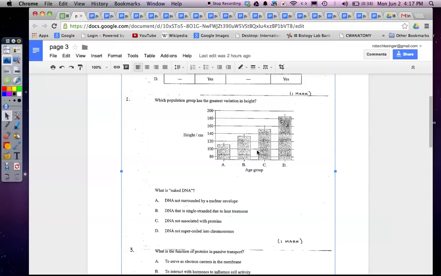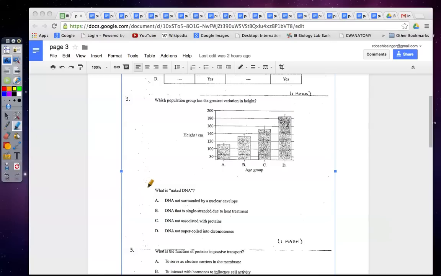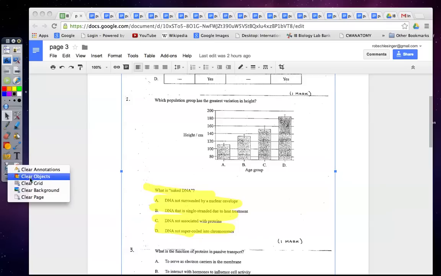All right, so moving on, let's talk multiple choice. The first issue that we encountered was with a question that wasn't even a question. This question right here did not have a number. This was a sneaky number 3. The question is, what is naked DNA? The vast majority of you guys wrote that it's DNA not surrounded by a nuclear envelope. Unfortunately, that's not the case. The correct answer was actually C, DNA not associated with protein.